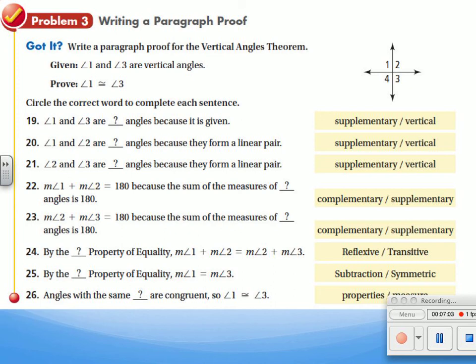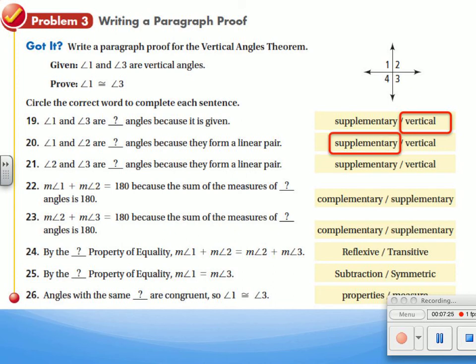So given that angle 1 and angle 3 are vertical angles, we're going to prove that angle 1 is congruent to angle 3. And a paragraph proof is just what it says. It's a paragraph. You state what's given and you get to the point to what you're trying to prove. So angle 1 and angle 3 are vertical angles because that's what is given.